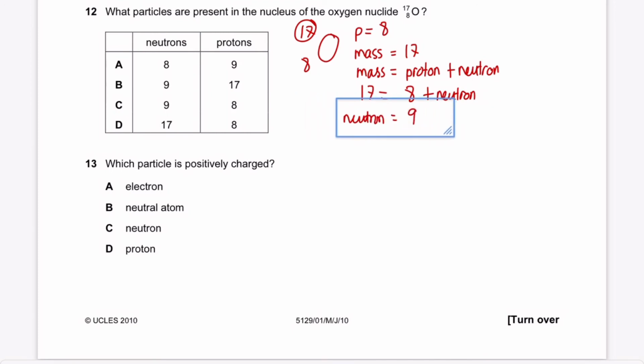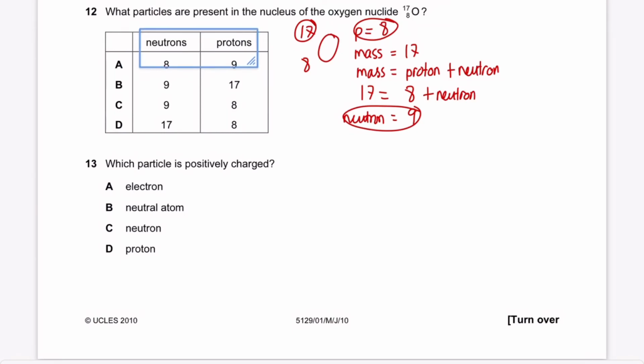So now we got our numbers ready. Let's match it with the options here. Neutrons is 9. So we have two options here that show 9. So B and C match the option here. Whereas proton is 8. So the only option that's matching is C. C is the correct answer.